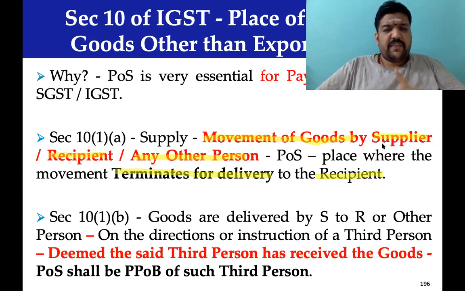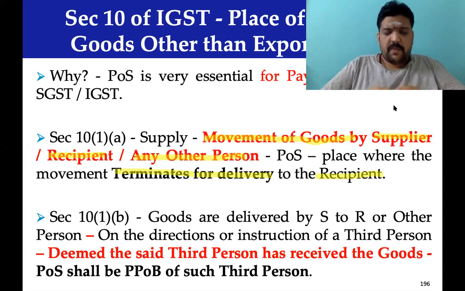The only difference between the previous question and this question is that in the previous question, the supplier was responsible for transportation. In this question, the recipient is responsible for transportation. Beyond that, I find no other difference. If the recipient is responsible for transportation, then the place where the movement terminates is going to be your deciding factor.